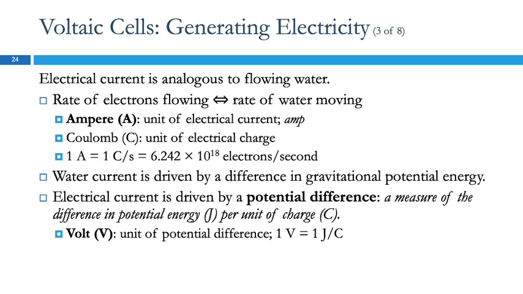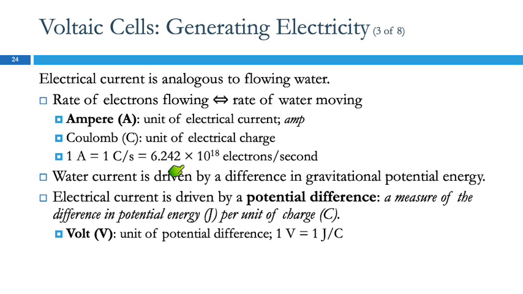So for the water, we talk about a cubic foot of water per second. We can't talk about cubic feet of electrons because that just would not work. So we talk about a coulomb of electrons per second. So what's a coulomb? A coulomb is 6.242 times 10 to the 18th electrons.